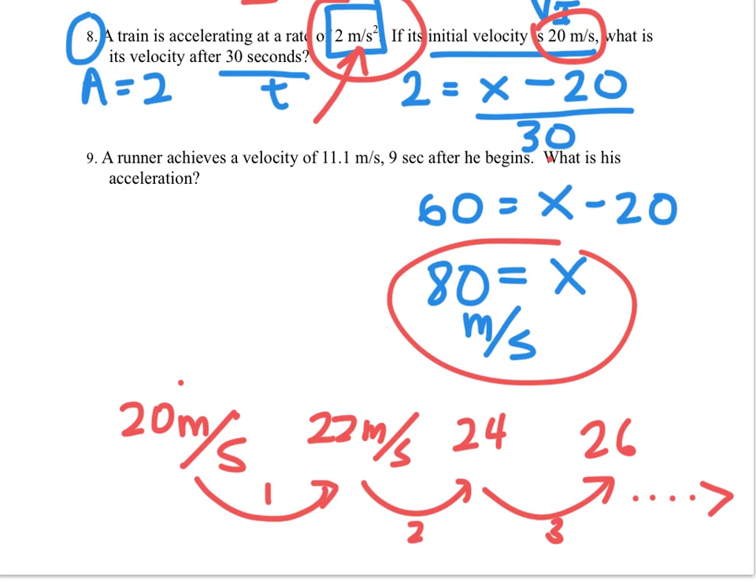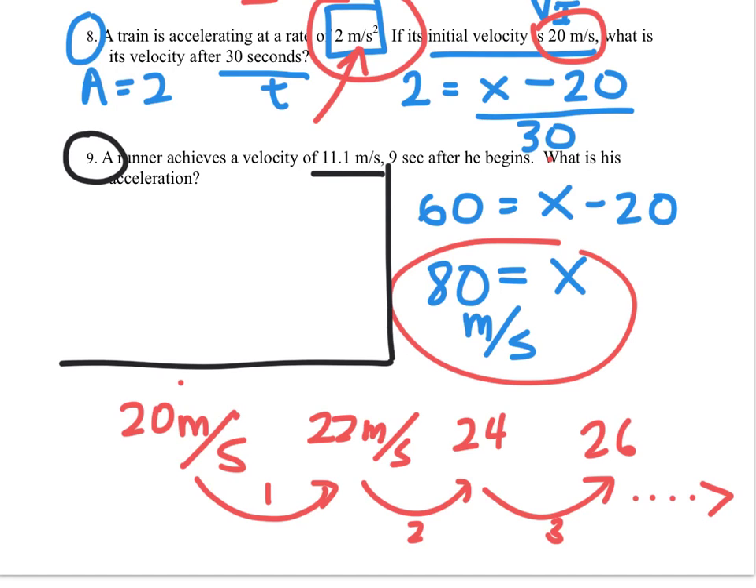Now for the last one, number 9, I'm going to do this in black here. I'm going to squeeze everything in this little space. I'm sorry about this. This is a straightforward problem. A runner achieves a velocity of 11.1 meters per second 9 seconds after he begins. What is his acceleration? They don't talk about initial velocity. In this kind of problem, we will assume that the initial velocity is 0.